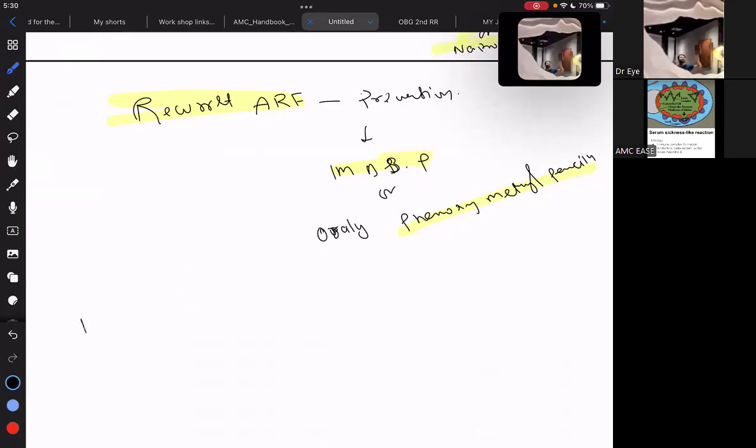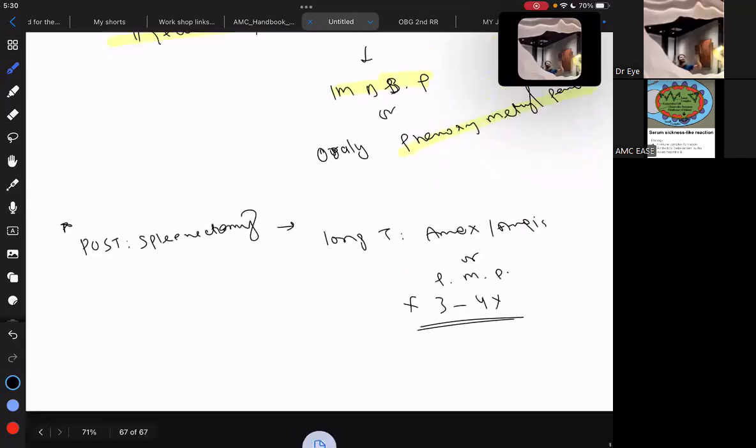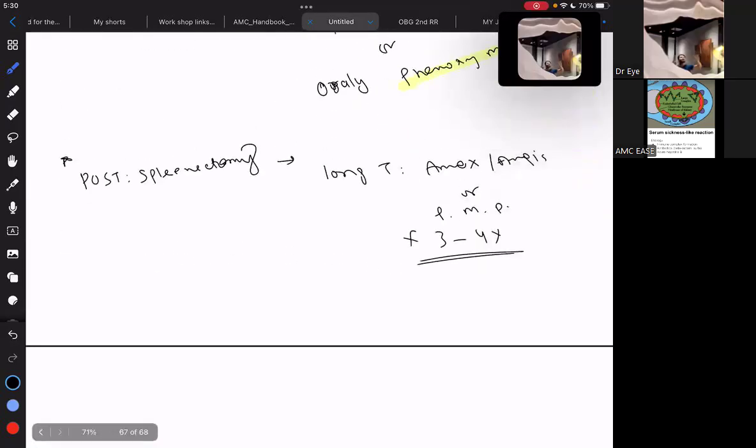Remember that if the patient has gone for splenectomy, the question is post splenectomy. Post splenectomy case, what do you do? You go for long-term management with amoxicillin or ampicillin or phenoxymethyl penicillin for 3 to 4 years. Please write this. Once you go for the splenectomy, after that you give the patient long-term amoxicillin or ampicillin or phenoxymethyl penicillin for 3 to 4 years.